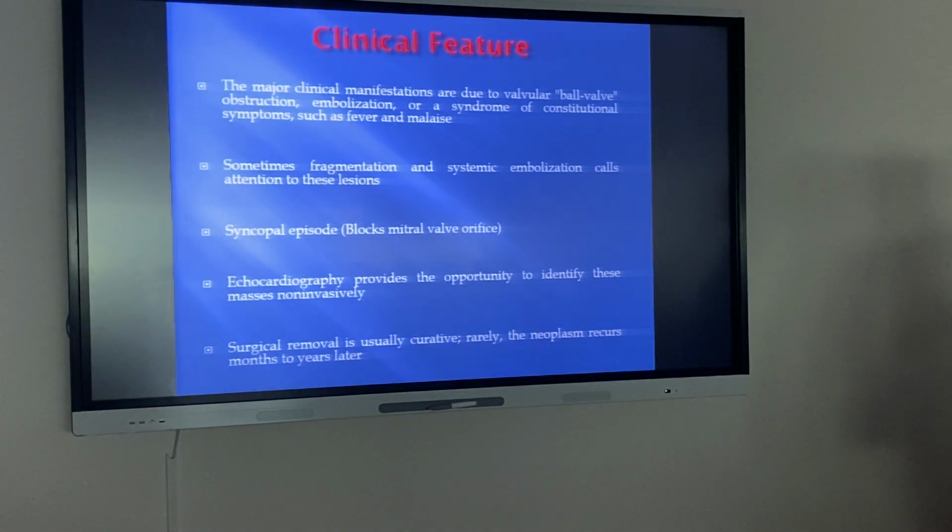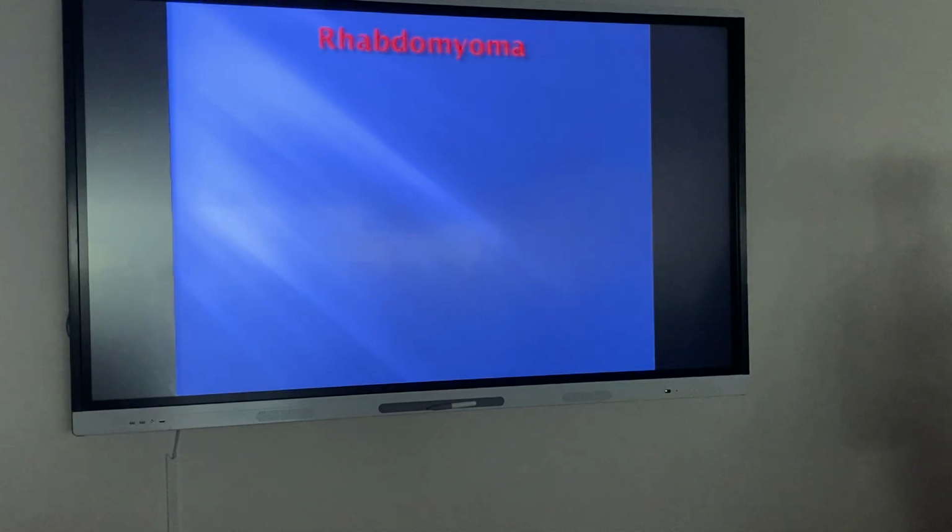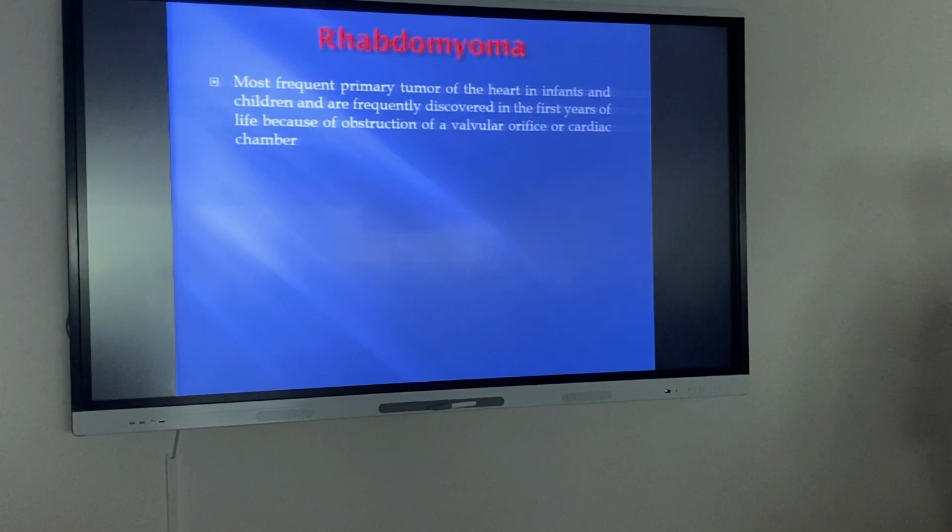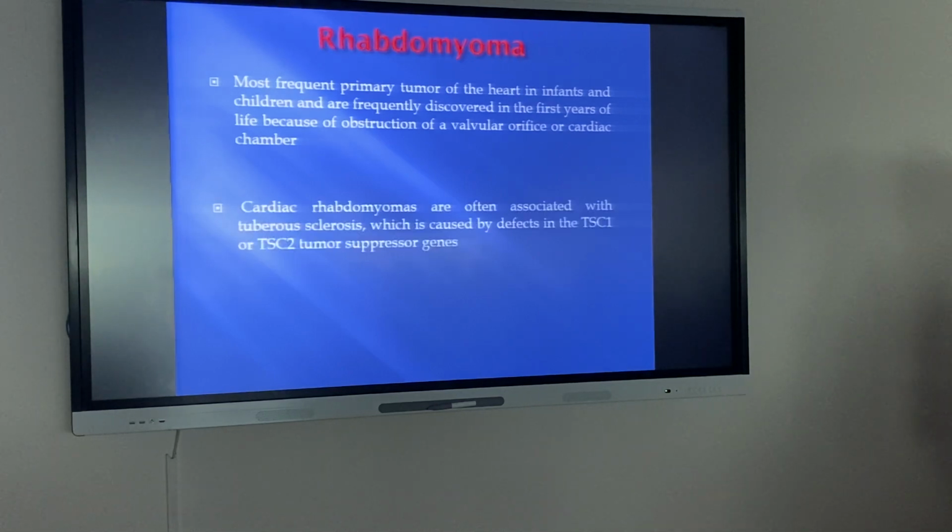Sometimes this neoplasm recurs even after you do surgery. After a few months or a year, you see myxoma develop again. Rhabdomyomas are another benign tumor, the second one, commonly seen in children. They are the most frequent primary tumor of the heart in infants and children, and are frequently discovered in the first year of life because of obstruction of the valve, orifice, and cardiac chamber. So when it is present near the orifice, it can cause problems.